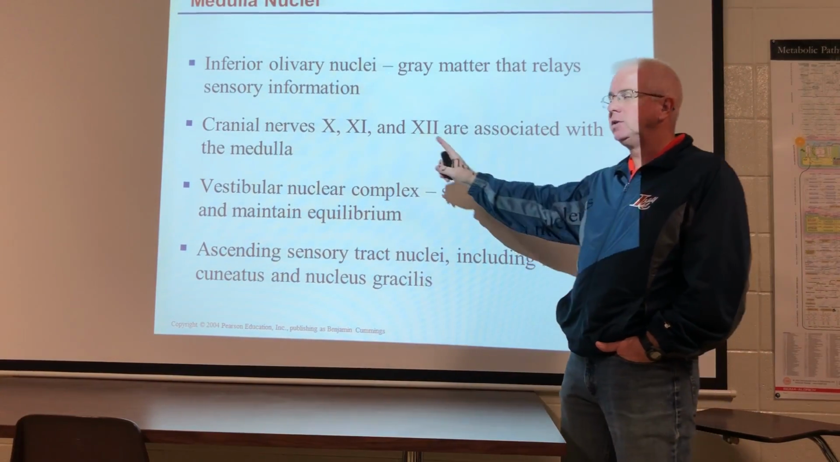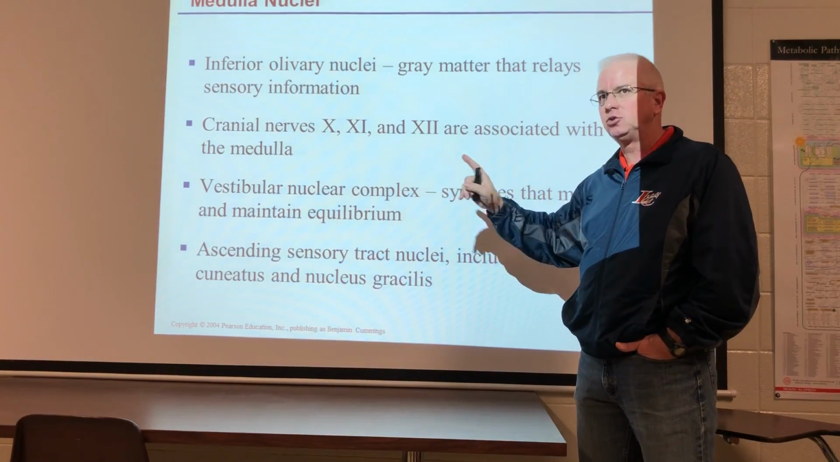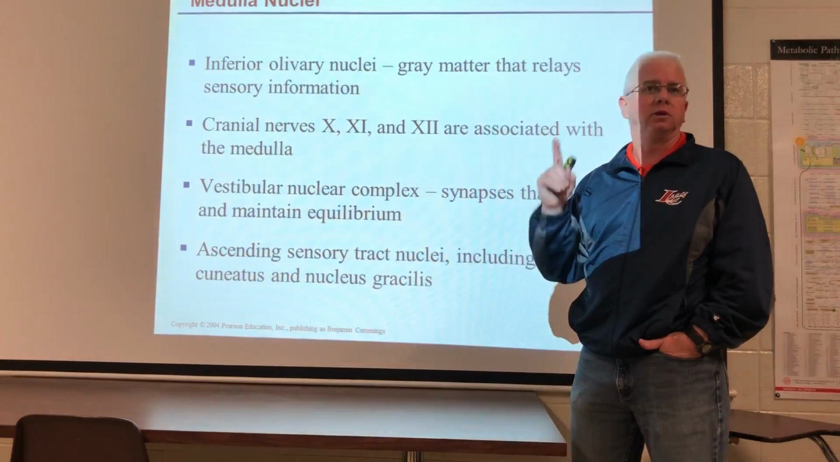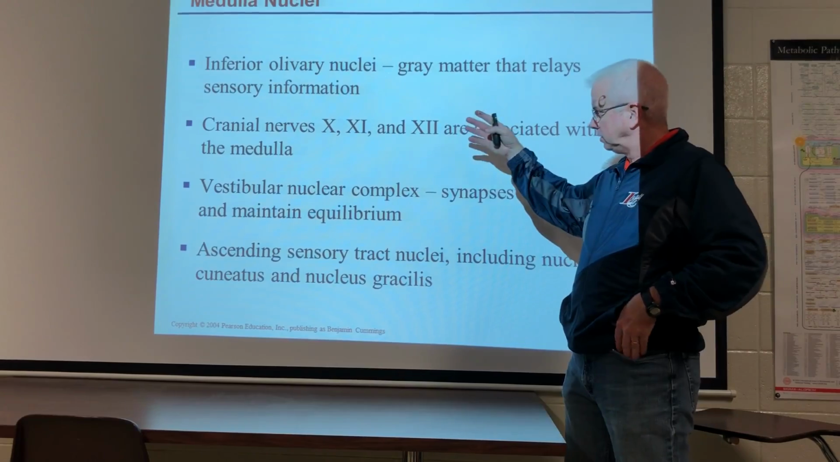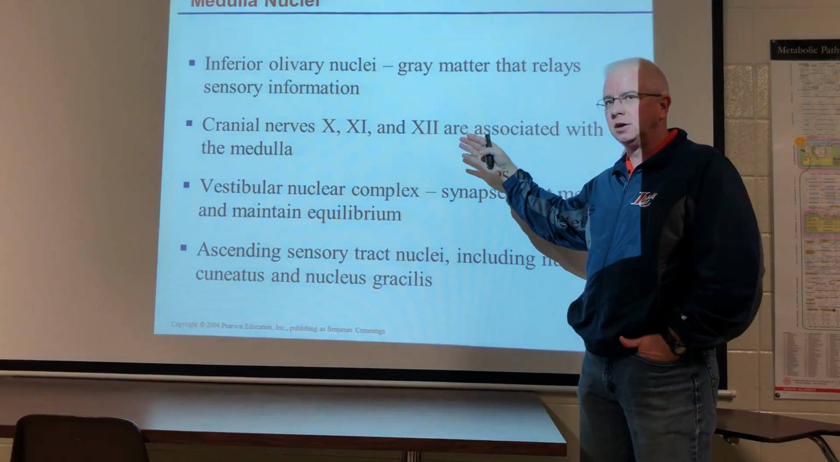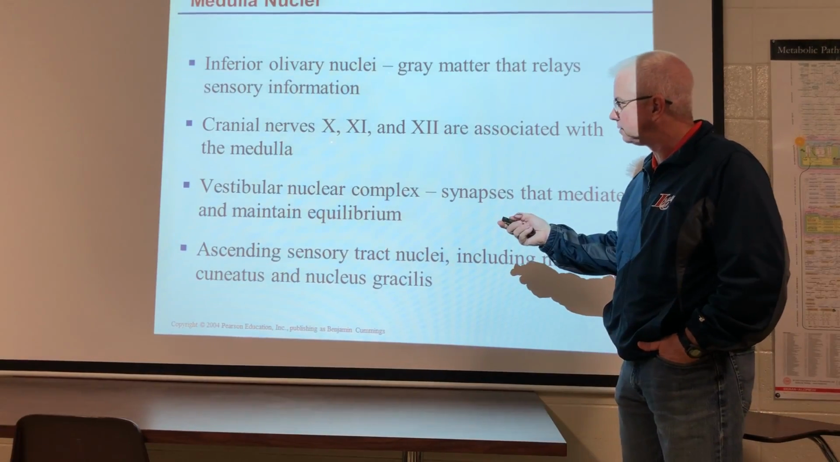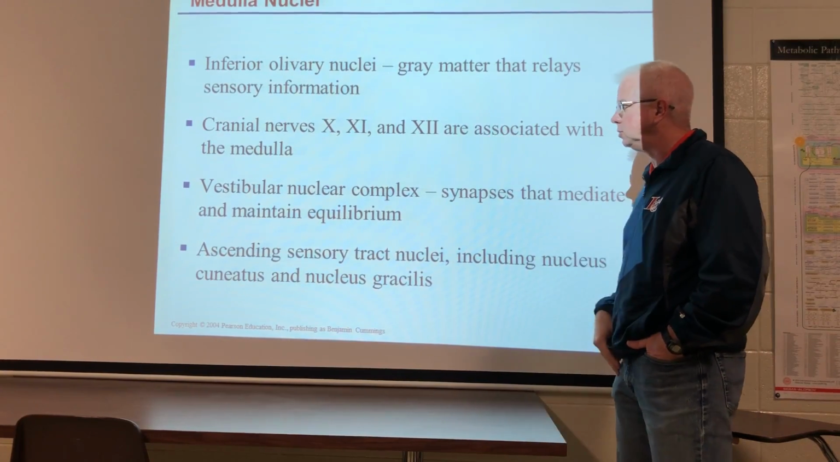We also see, as we've done in every other brain section that has cranial nerves attached to it, I've pointed these out to you. Where does 1 attach? Where does 2 attach? Where does 3 attach? Where does 4, 5, 6? Where does 7, 8, 9? Where does 10, 11, 12? Where do these nerves attach to the brain? So 10, the vagus, 11, the accessory, and 12, the hypoglossal, are all connected to the medulla.